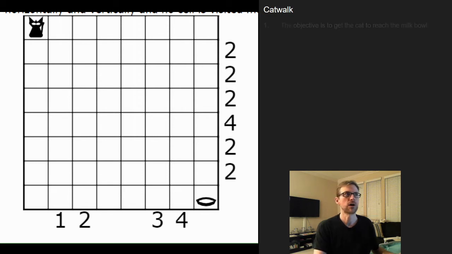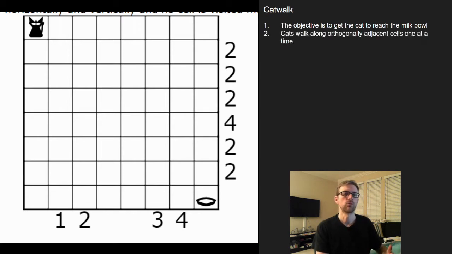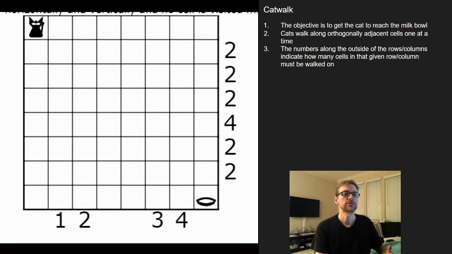This is called the catwalk. How it works is you're going to be getting the cat over to its milk bowl by moving one cell at a time orthogonally. So up, down, left, right. Can't move diagonally. The numbers along the outside of the grid, along the rows and columns, indicate how many cells in its given row or column that the cat's going to walk upon.